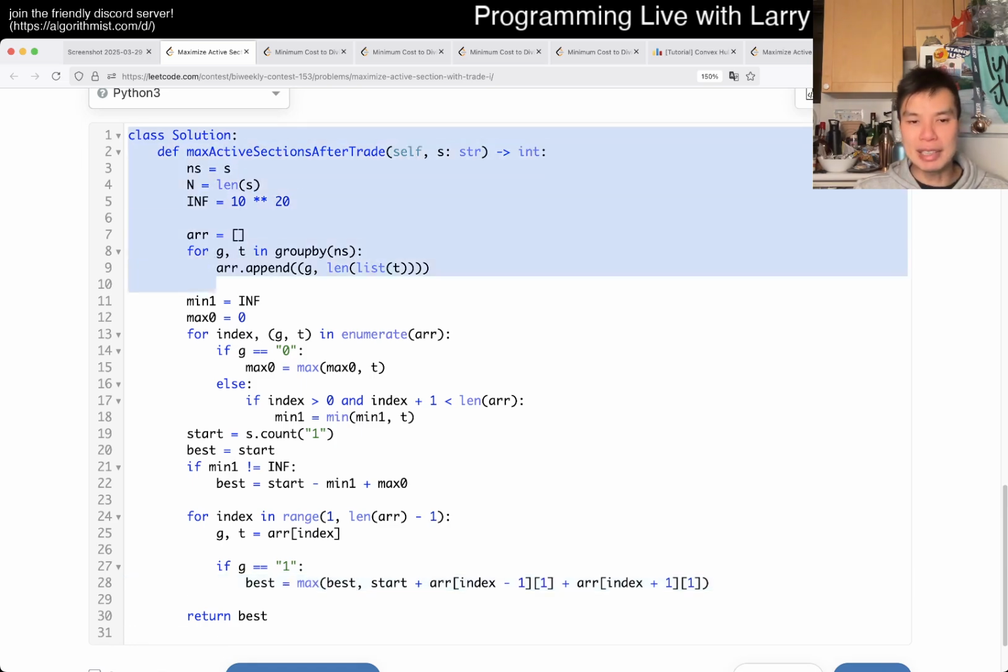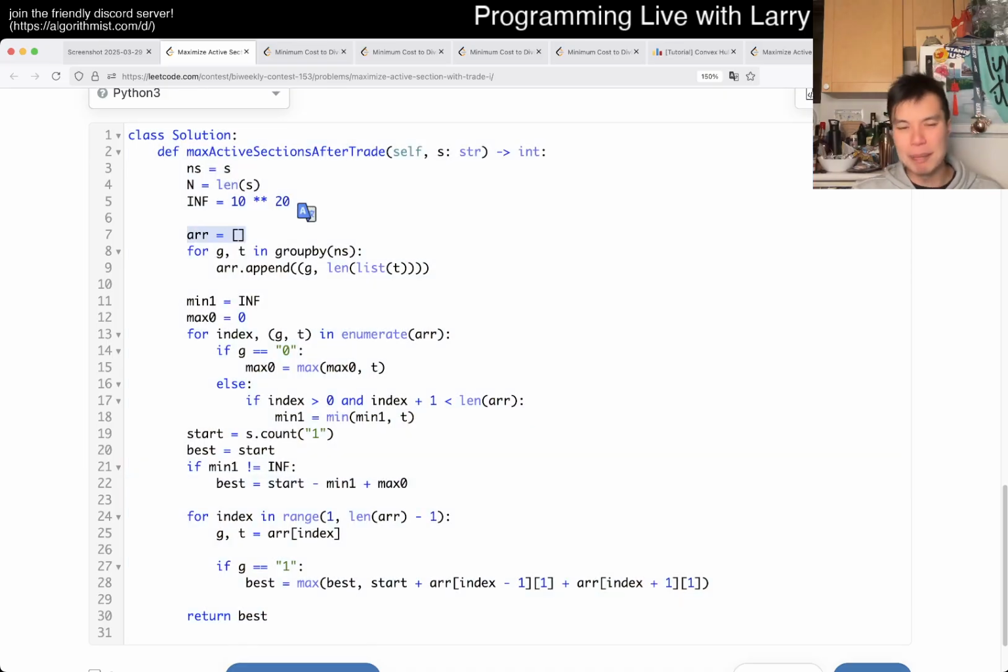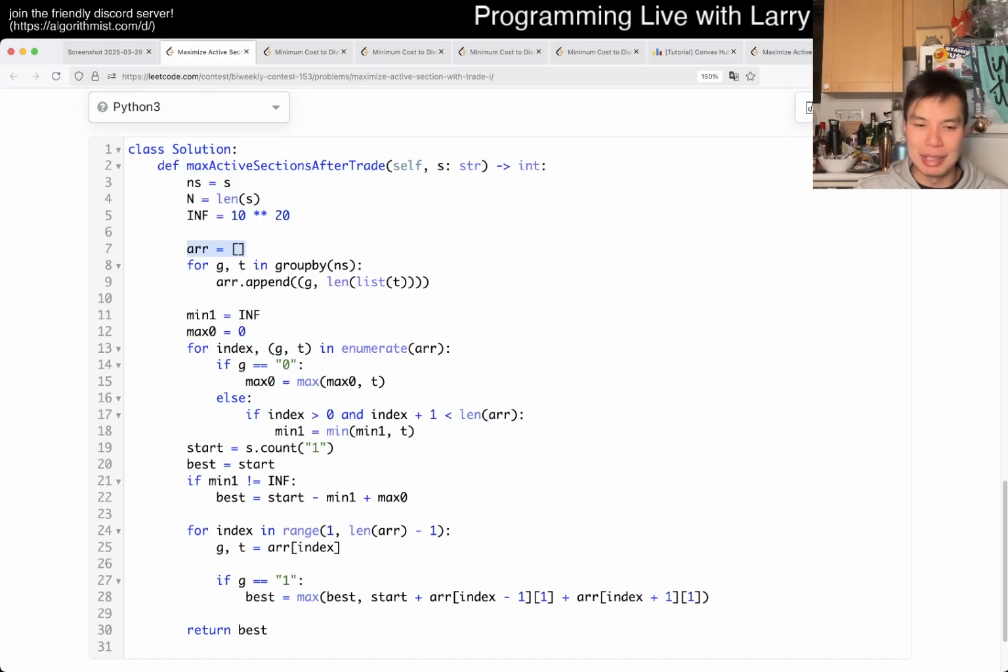Yeah, this is going to be linear time, linear space due to the fact that I use this group by. You could probably do a little bit better, or you could definitely do a constant space thing, but I don't know, during the contest it's easier for me to write.